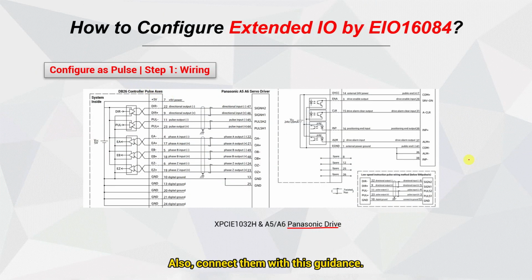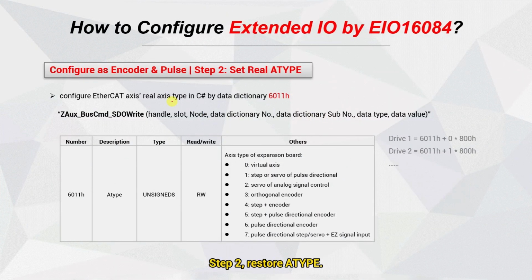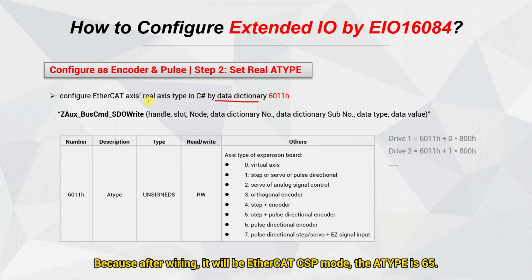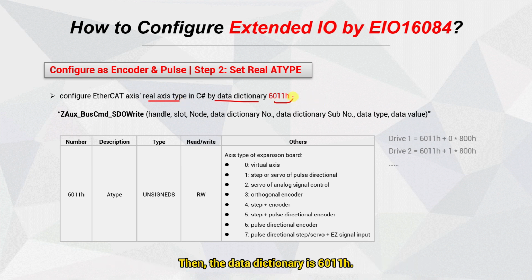Also, connect them with this guidance. Step 2, restore a type. Specifically, read the A type and set it by data dictionary. Because after wiring, it will be EtherCAT CSP mode, the A type is 65. Then, the data dictionary is XPCIE1032H.